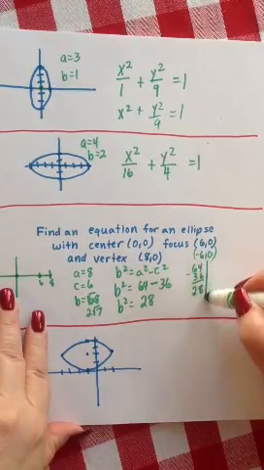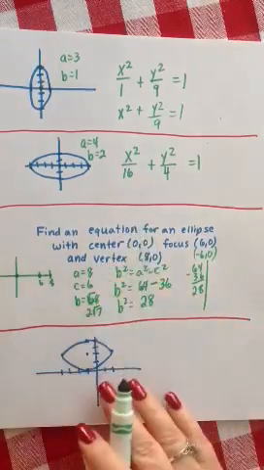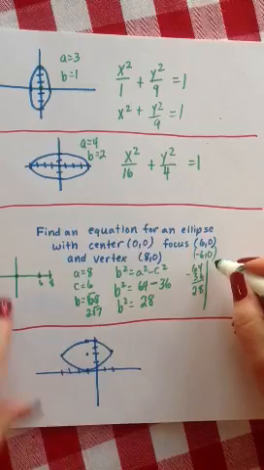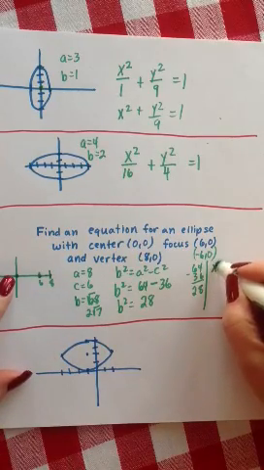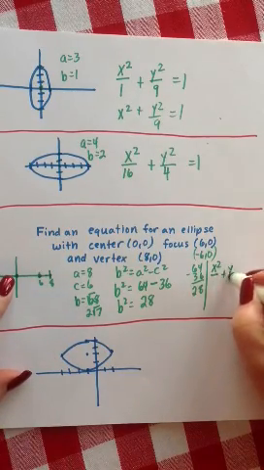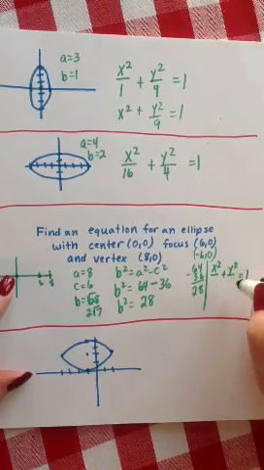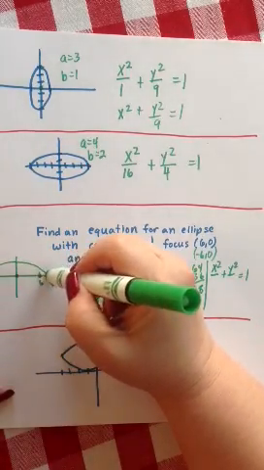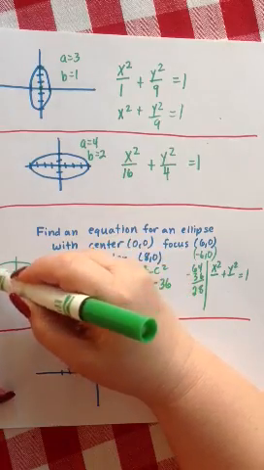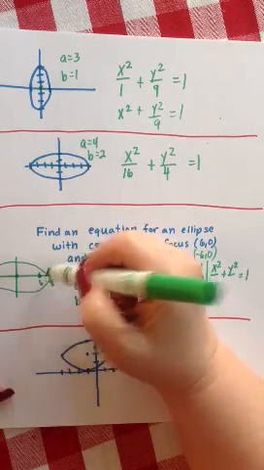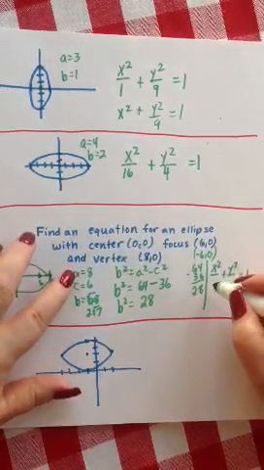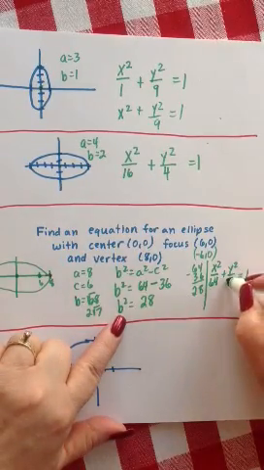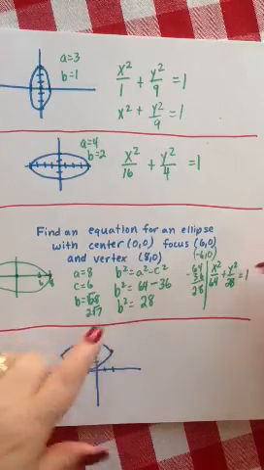All right, so I'm running out of room, but let me look at my thing. Where do I have room to write it so you can see? I think I still have a little bit of room here. The center is at the origin, so it's still going to be x squared over something plus y squared over something equal to 1. This is going to be an ellipse that goes sideways like this, horizontal, that means a squared gets to go under the x, so this will be 64. We figured out that b squared was 28, so that's what goes under the y. So that would be the equation there.